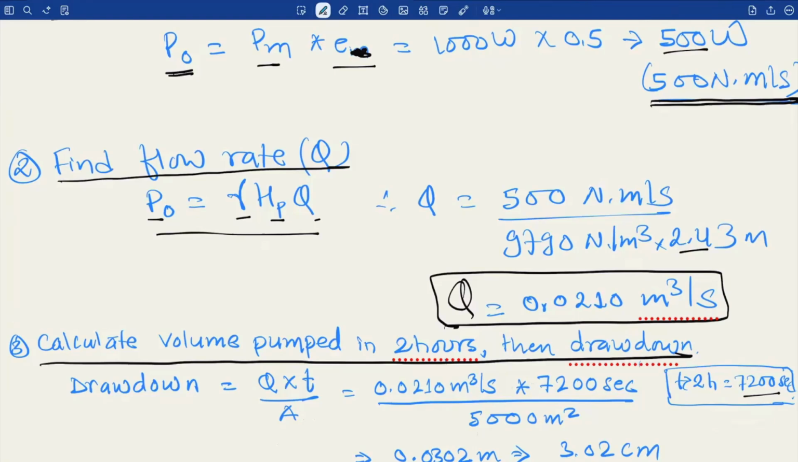Here, one of the things you should be aware of is that you shouldn't forget about converting hours to seconds, and do not confuse the specific weight of water in SI, and also do not confuse it with the density as well. So now let us go through question number 4.